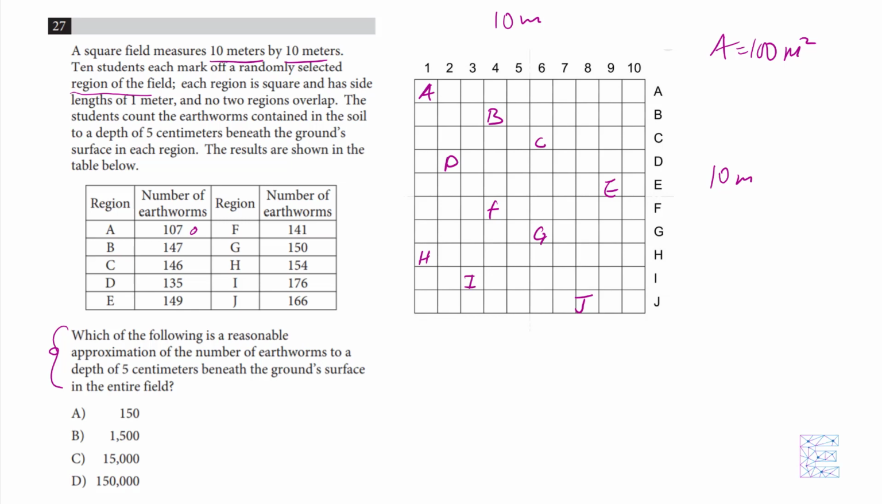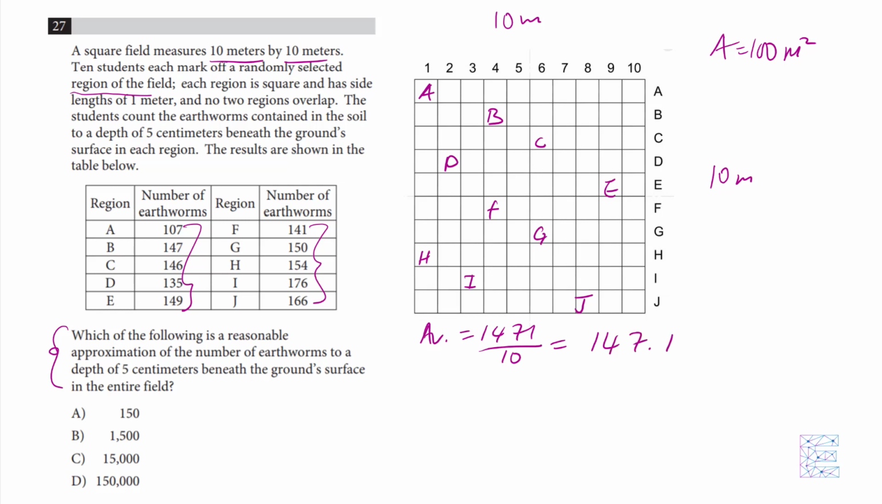So the question here really is an average question, or a mean question. So you want to add all these together and then find their average. Using your calculator, just add all those numbers together and divide by 10. To find the average, it's going to be 1471 divided by 10. So we know that the average count is 147.1.